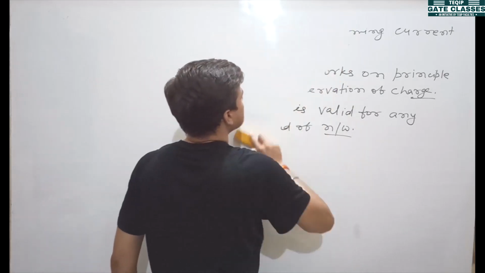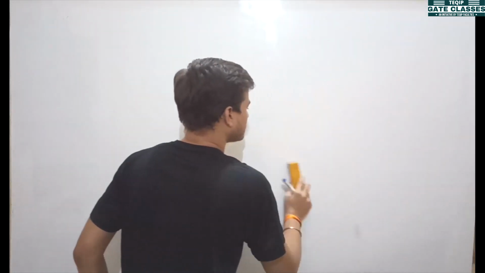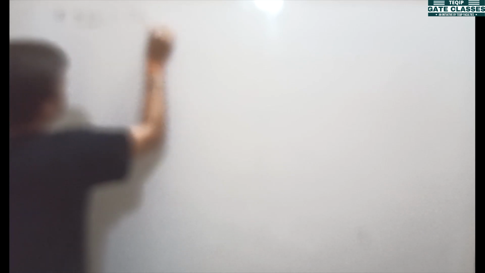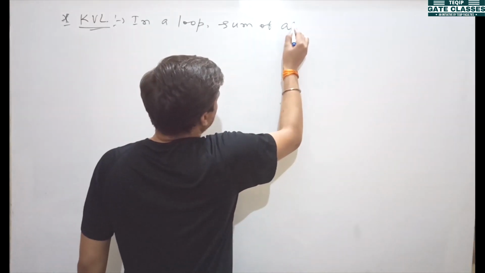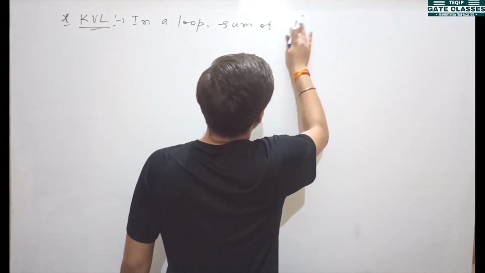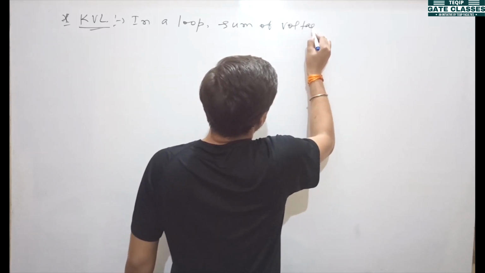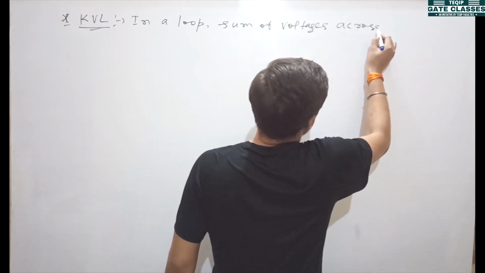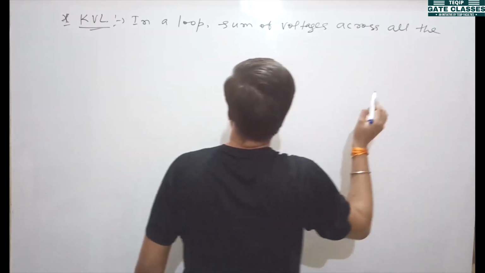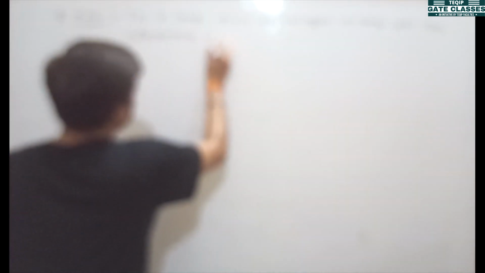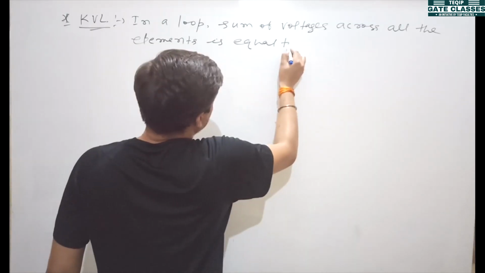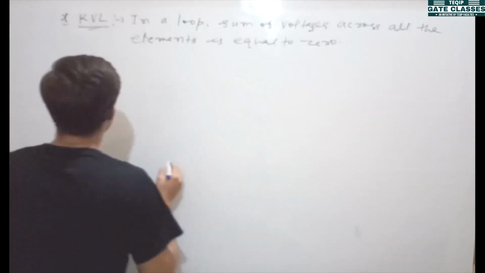Clear? Next is Kirchhoff's voltage law. Let us see. Kirchhoff's voltage law is saying that in a loop, the sum of voltages across all the elements is equal to 0.